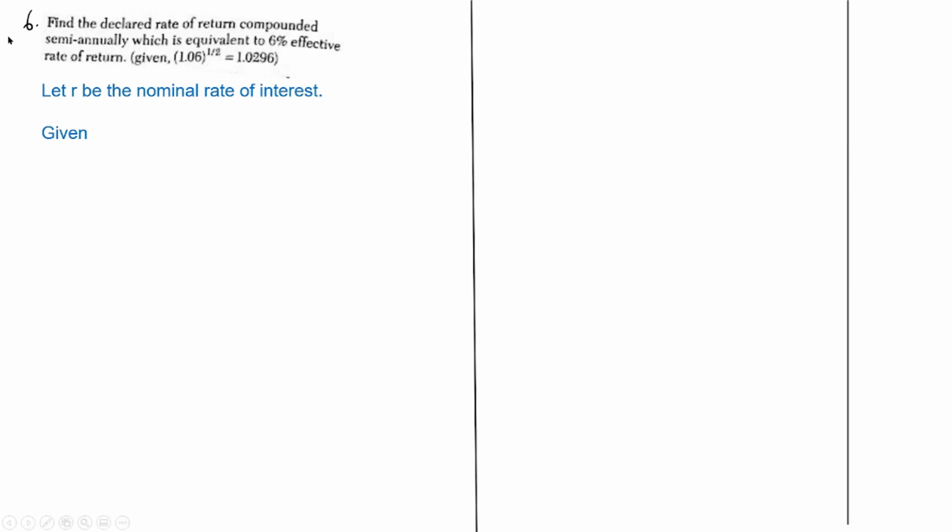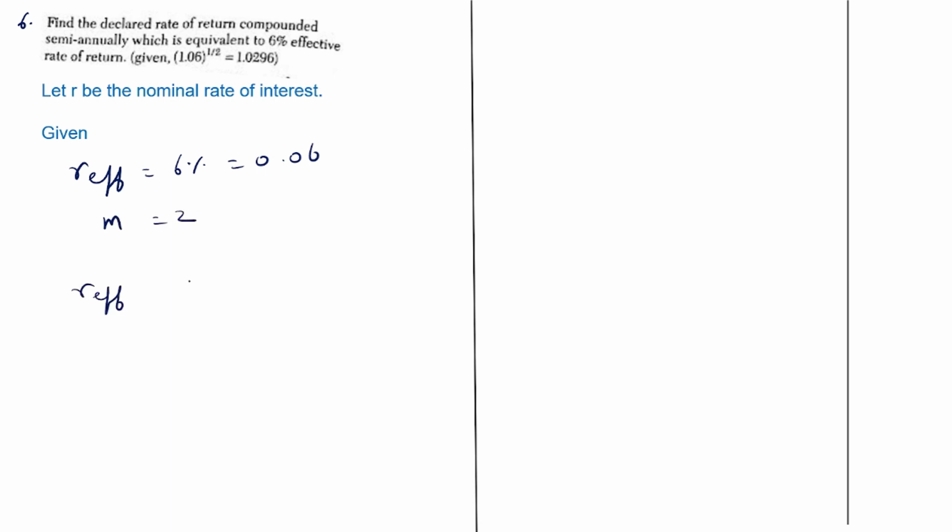Next question. Find the declared rate of return compounded semi-annually, which is equivalent to 6% effective rate of return. So here the effective rate of return is given. We need to find the nominal rate of interest. Here let R be the nominal rate of interest. It is given, the effective rate of interest is 6%. R effective equal to 6%, or it is equal to 0.06. And then we need to find the declared rate of return compounded semi-annually. So in this case, the number of conversion periods per year will be equal to 2.